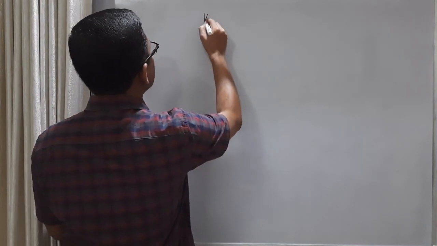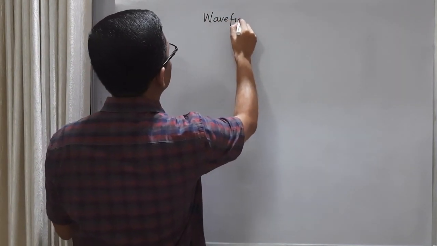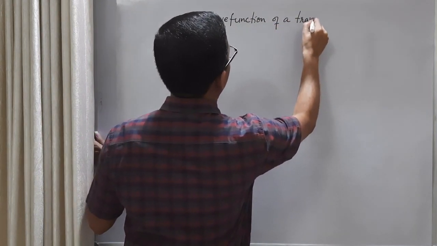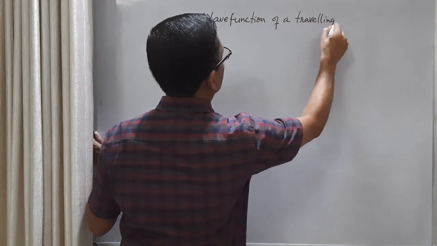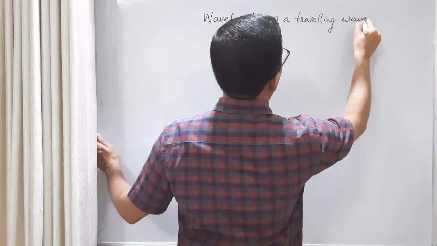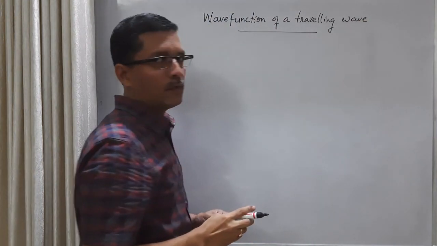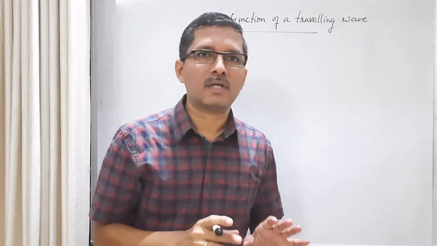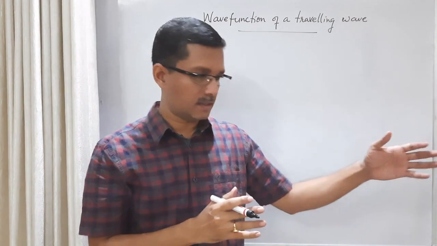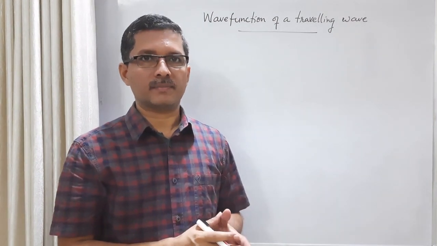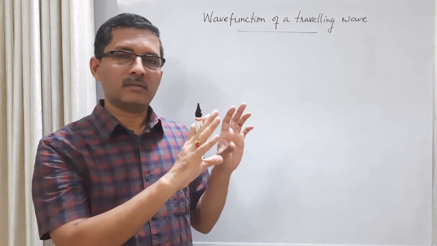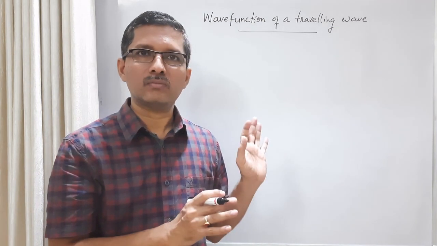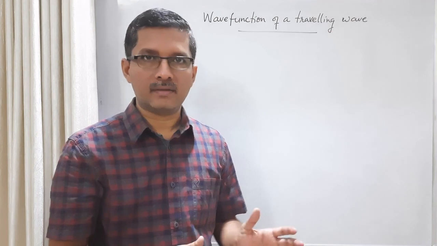So let us consider this. Wave function of a traveling wave. So I am going to consider a wave traveling in the positive x direction. Let us say towards right is the positive x direction. So I am going to take two snapshots of this wave, one at time 0, and the other after a time t.